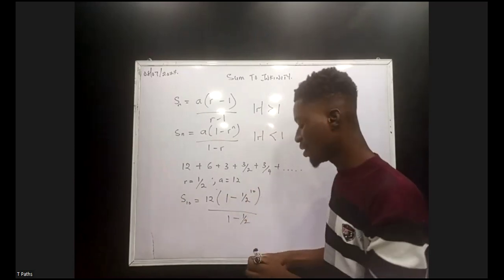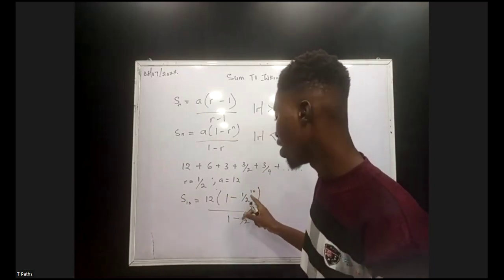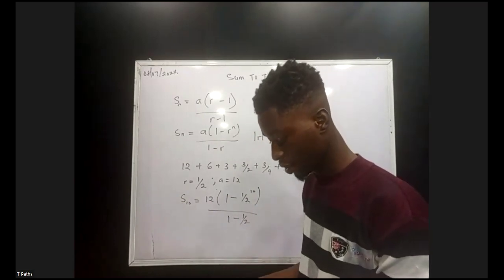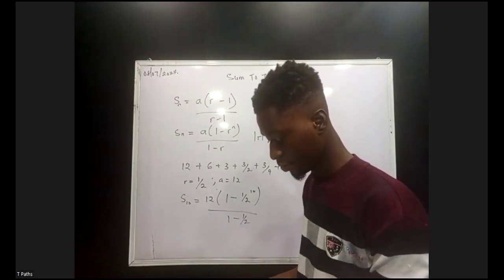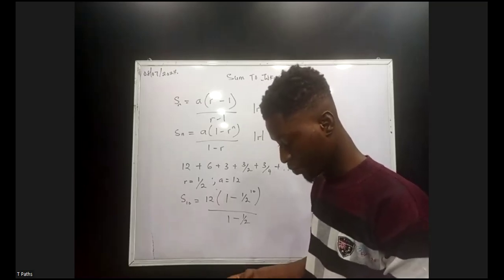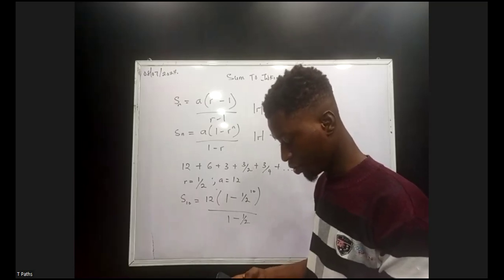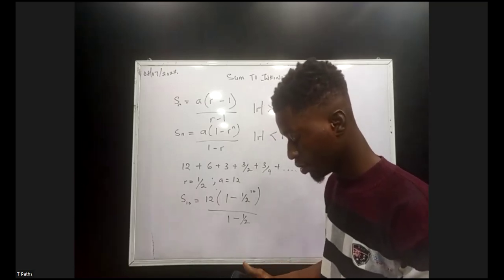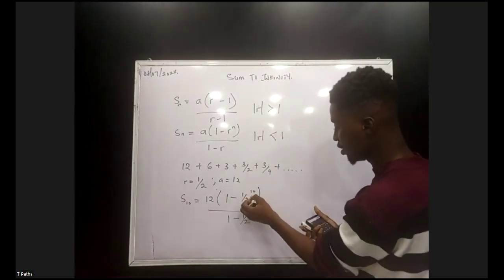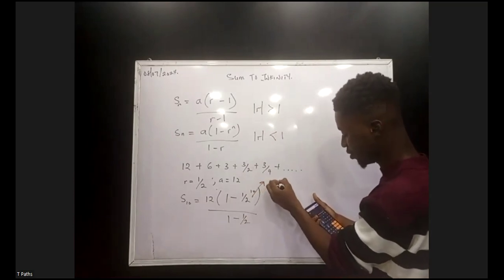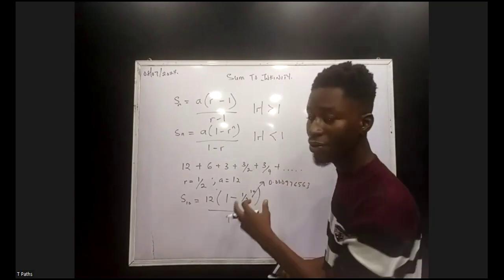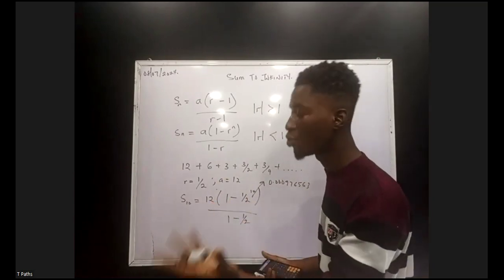So now, let's take the 10th power of 1 over 2 and see what we get. 1 over 2 all raised to the power of 10 gives us 0.000976563.